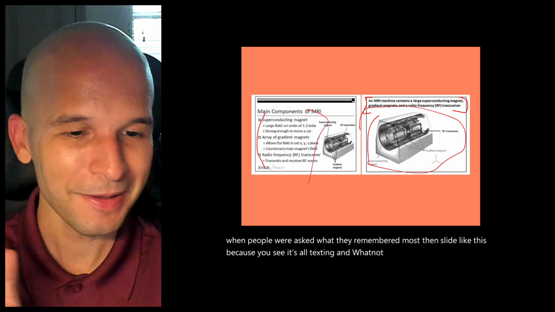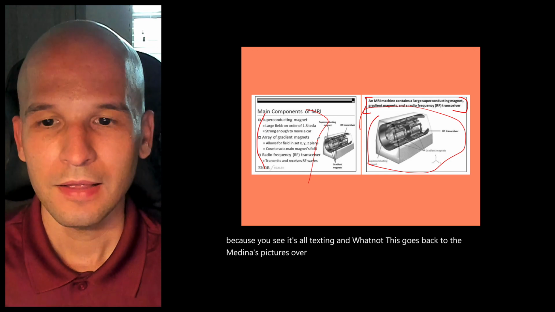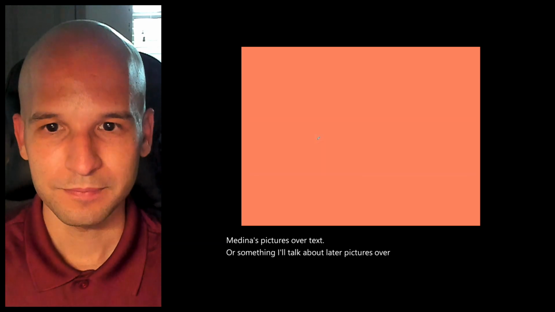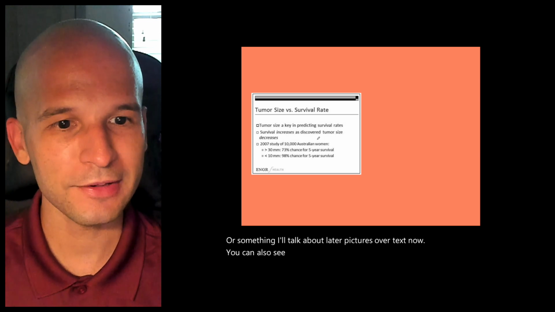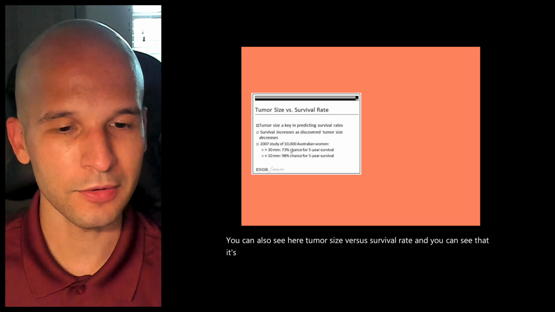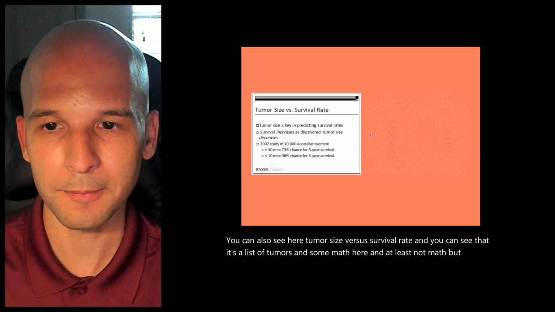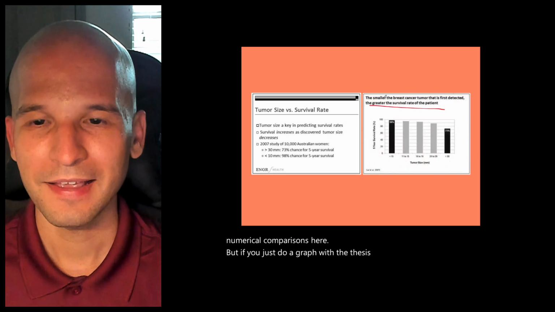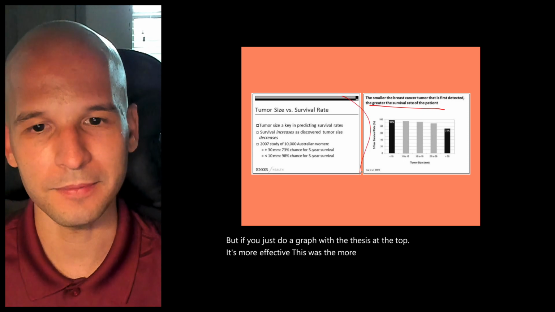This goes back to Medina's pictures over text, something I'll talk about later. Now, you can also see here tumor size versus survival rate. It's a list of tumors and just numerical comparisons here. But if you just do a graph with a thesis at the top, it's more effective. This was the more effective slide than this one.